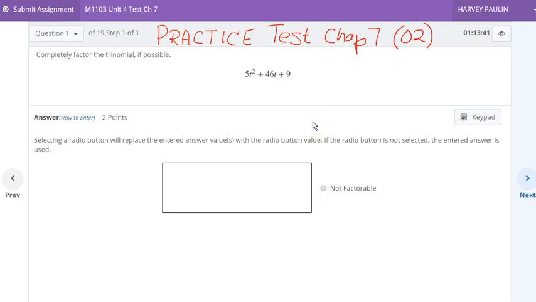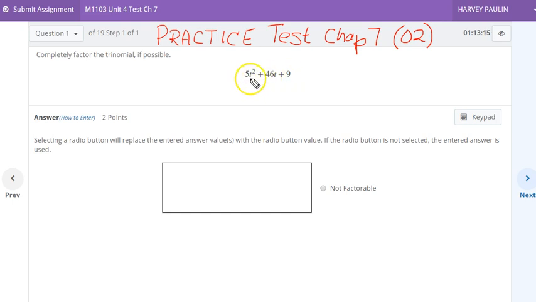All right, we're going to do another practice test on Chapter 7, particularly for those that still had some problems. And again, we're looking for strategy.